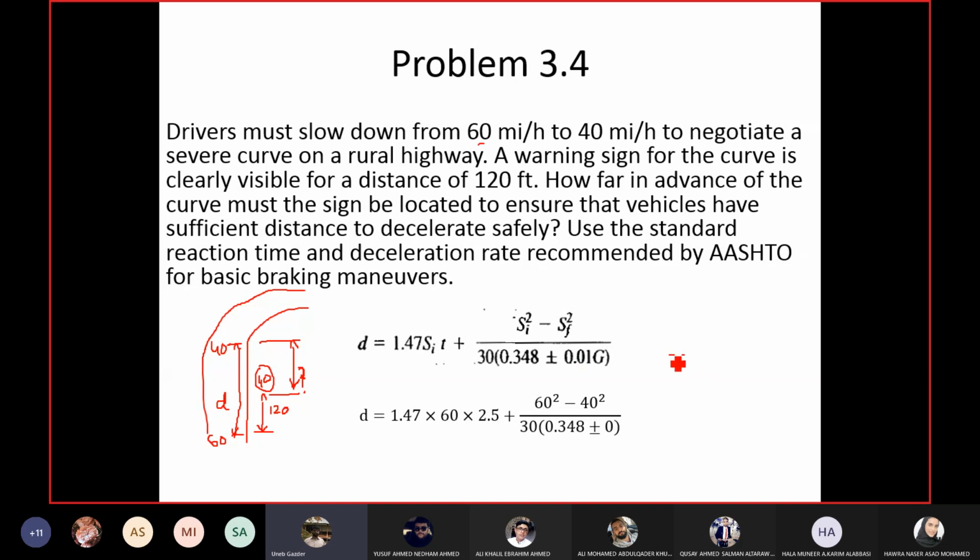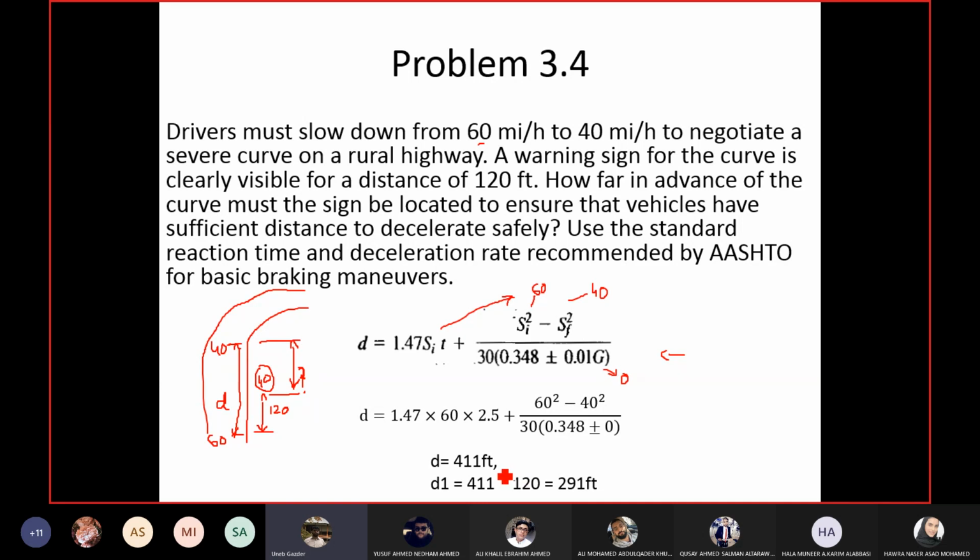First of all we'll calculate d, which is the distance required for him to go from 60 to 40. So the initial speed is 60, t is 2.5 seconds, which is the normal reaction time recommended by AASHTO, 0.348 is the skid resistance, and gradient is not given, so I will take it as 0. Initial speed 60 and final is 40. So when you calculate d, it comes out to be 411 feet. In order to go from 60 to 40, he needs 411 feet.